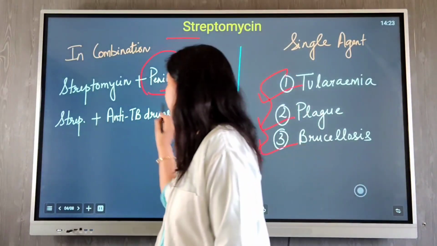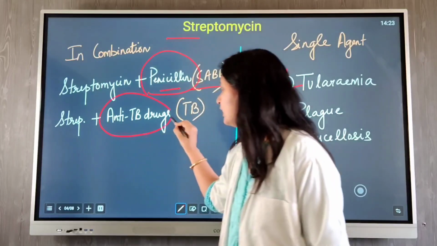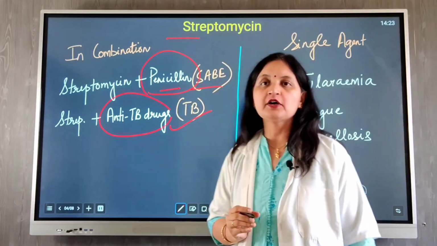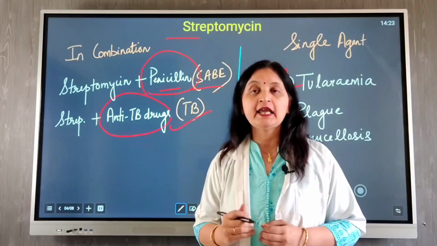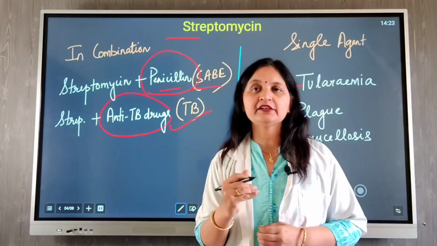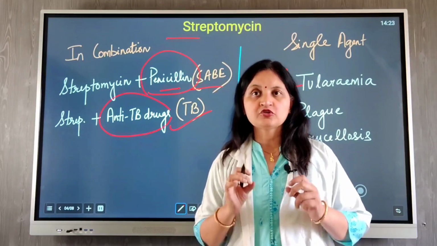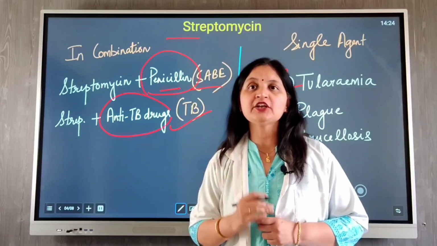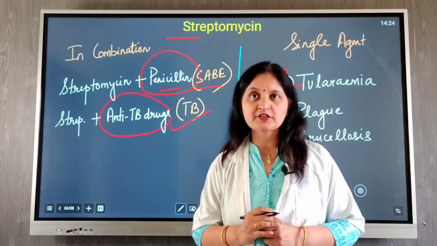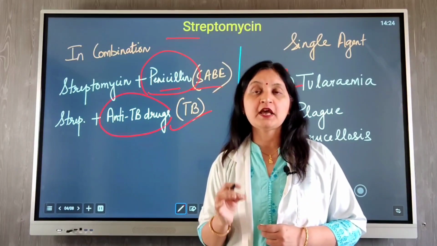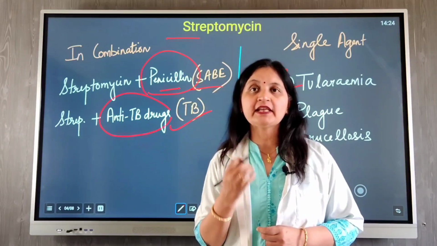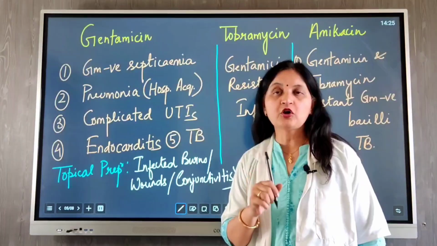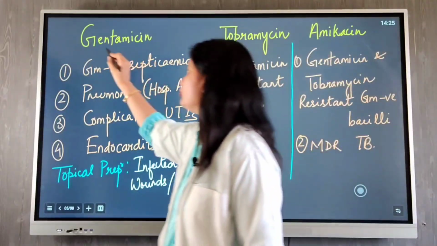It can also be combined with anti-tubercular drugs for the management of tuberculosis. So streptomycin is used in combination with other anti-tubercular drugs for the management of tuberculosis because resistance to streptomycin develops very rapidly. The most commonly used aminoglycoside is gentamicin.